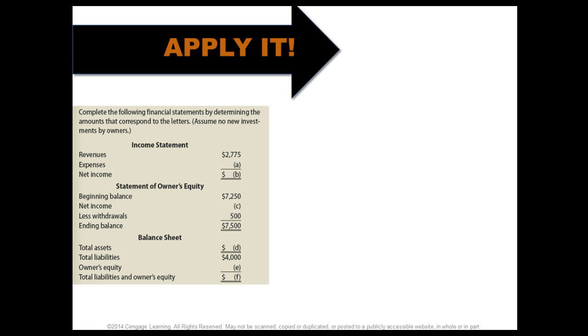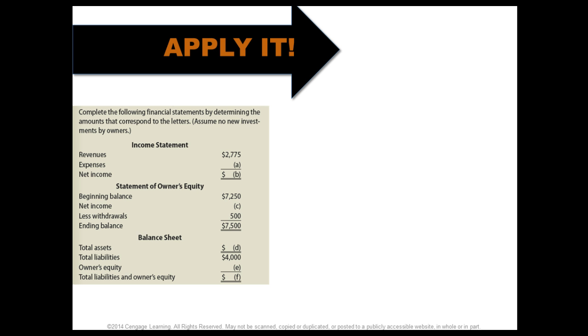Assume no new investments by owners. So, what's the first thing we need to do? We need to know our income statement, okay? But we might have to go to our statement of owner's equity to figure it out, won't we? So if our beginning balance of our statement of owner's equity is $7,250, we're going to add our income, we're going to subtract our withdrawals to come up with an ending balance of $7,500.